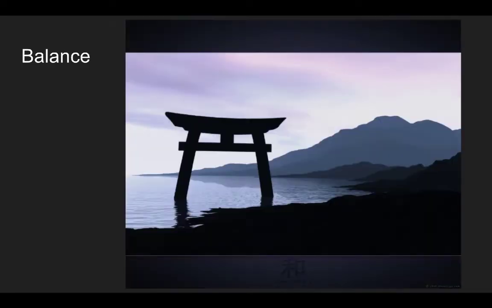Okay, balance. Now balance basically says that if you have something on one side, it's going to feel kind of lopsided. So you need to put something on the other side to help balance it out. And you can do that with colors, so lightness and darkness with the values like that. You can also do it with just shapes. So here we have this dark upon the white, and here we have it black and goes a little lighter, and they balance each other out.